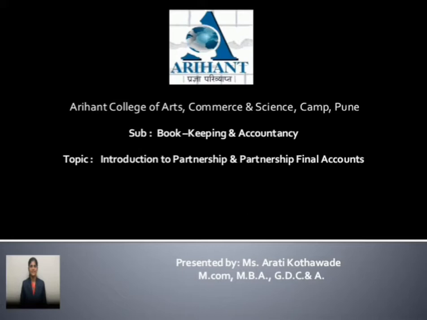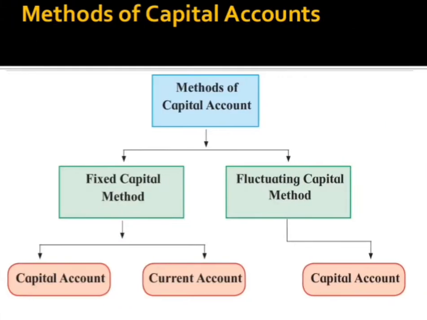I have explained in detail what a partnership is, and today we are going to learn in detail the methods of capital account. There are two methods: the fixed capital method and the fluctuating capital method. The fixed capital method comprises a capital account and a current account, and the fluctuating capital method comprises only a capital account. Now we will see in detail.